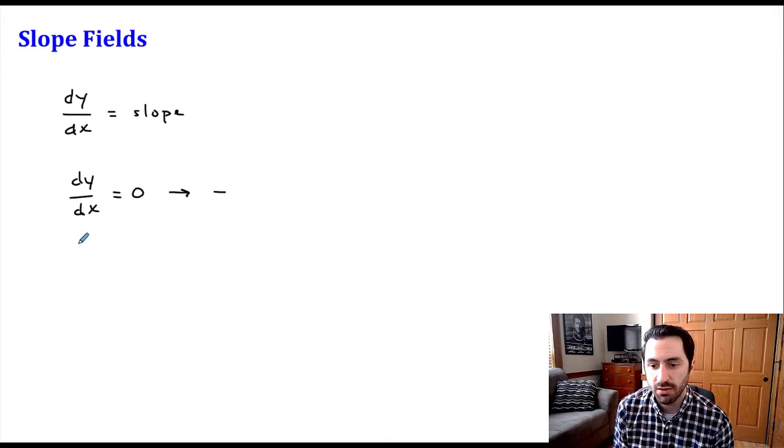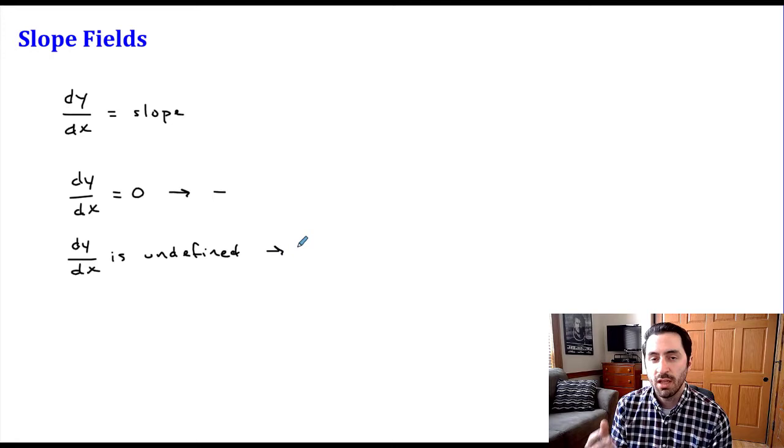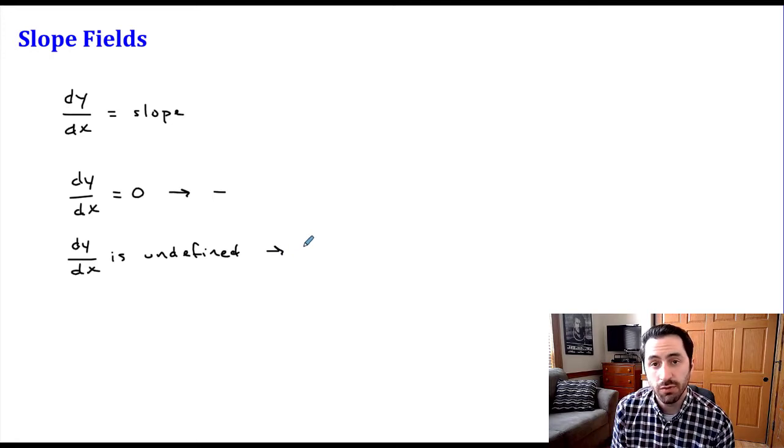Now let's say dy over dx is undefined. So if dx is 0, if my denominator is 0, we're going to end up with something that's undefined. That means the slope of the tangent line is undefined, which means that it is vertical. So on our slope field, we would just represent that with a little vertical line segment.